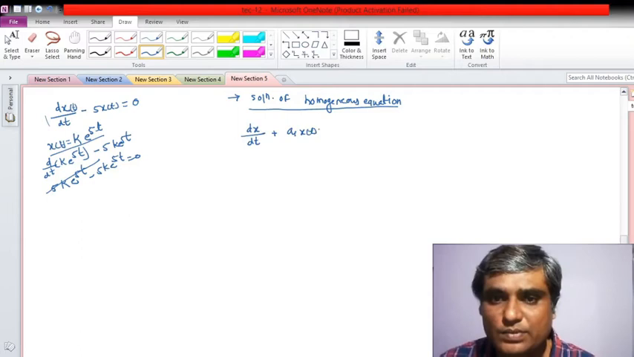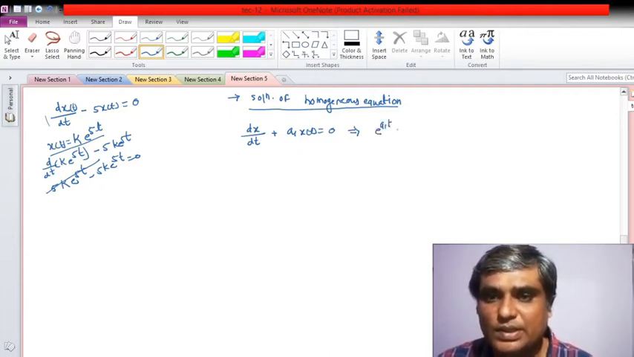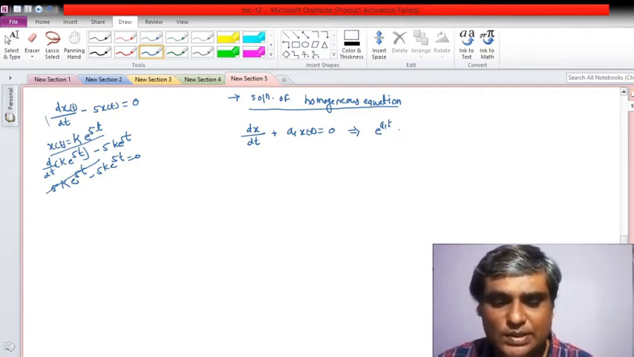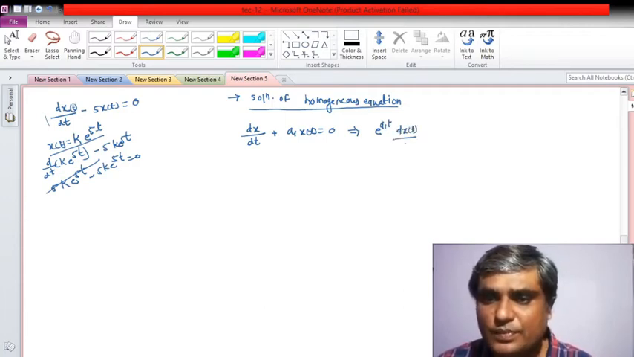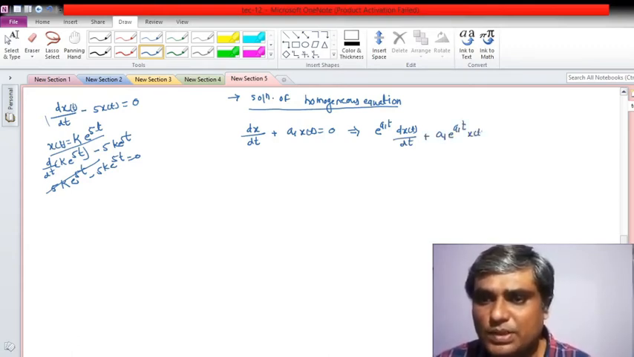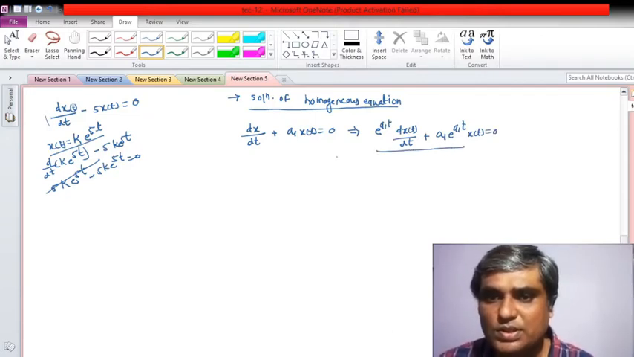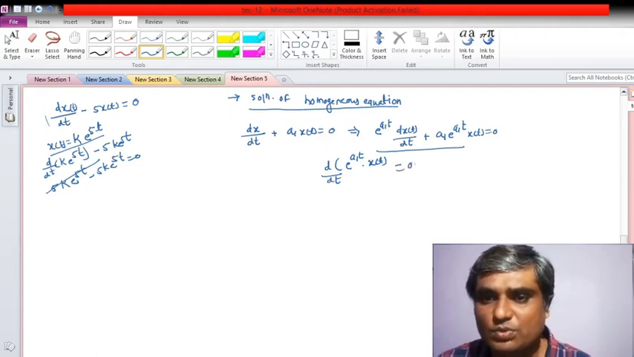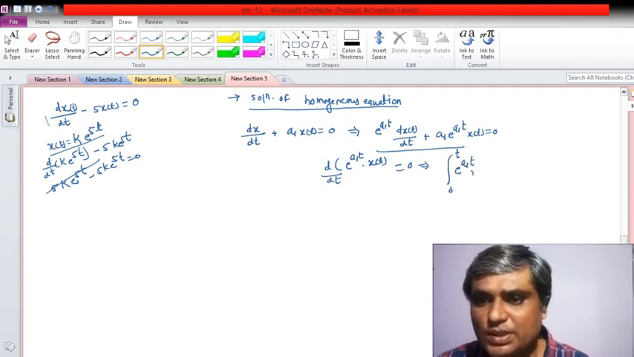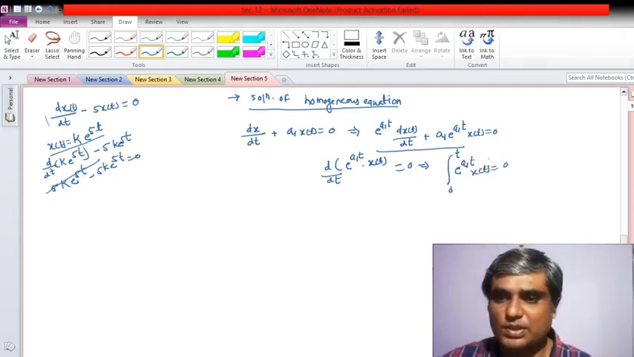Or in another way, suppose I have dx by dt plus a1 x of t equal to, for example, 0. So how can we solve that? We will multiply with the standard form, that is e raised to a1t, d dt of x of t plus a1 e raised to a1t x of t, which was 0. And this is the differentiation of e raised to a1t into x of t. Yes, and I want to remove the derivative, so let me take the integral from 0 to, let's say, t, of e raised to a1t x of t, which is 0. Now let me solve it.